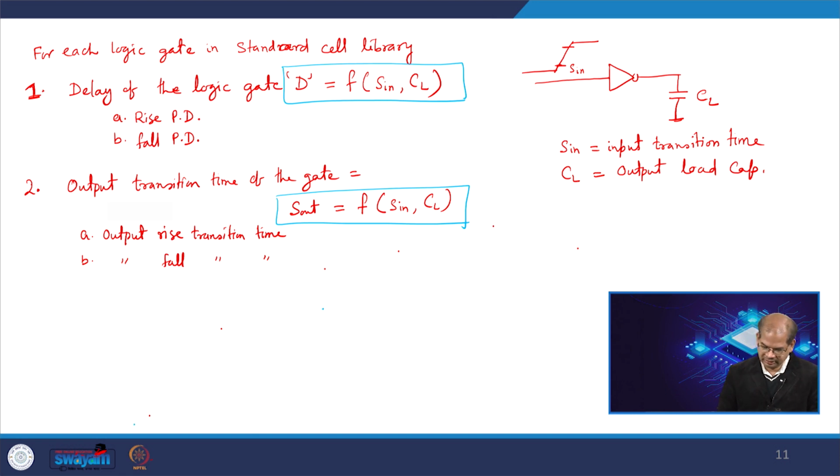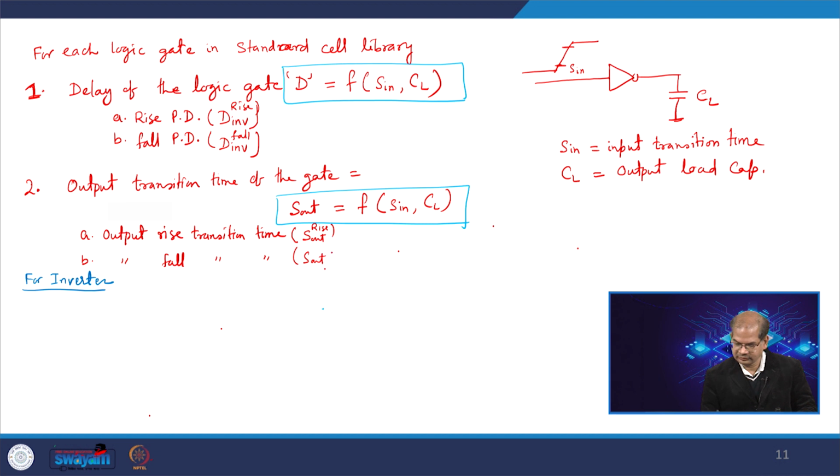Now I will consider the inverter. If it is an inverter, I have 4 parameters here. The rise propagation delay I will denote by D INV rise, and the fall propagation delay by D INV fall. The output transition times I will denote by S out rise and S out fall. Now, I have to be very specific.